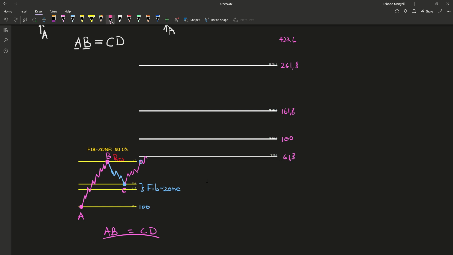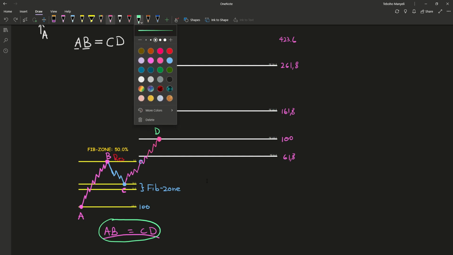So the market will continue going through the 61, and when it gets to the 100, this could potentially be our point D because of this theorem that states AB equals CD. So the market could easily just turn from there and start moving down, and this trend could come to an end.